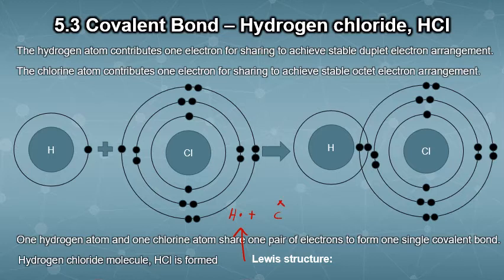1, 2, 3, 4, 5, 6, 7. Okay, so I draw different shapes to differentiate it. Okay, 1 circle, 1 cross. Okay, and then the product is like this.